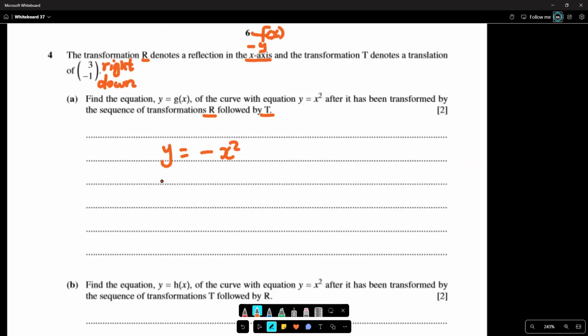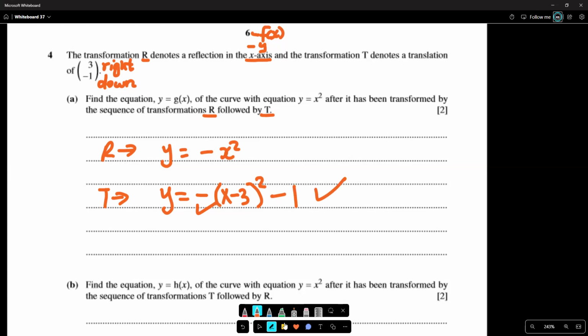Here you can show that R creates this, and now after R, we're going to do T, which will give us y equals minus. Remember, we're moving 3 units to the right. So 3 units to the right, we subtract on x. So it's going to be x minus 3, and then we're moving 1 unit down. And that is the full transformation, ladies and gentlemen.